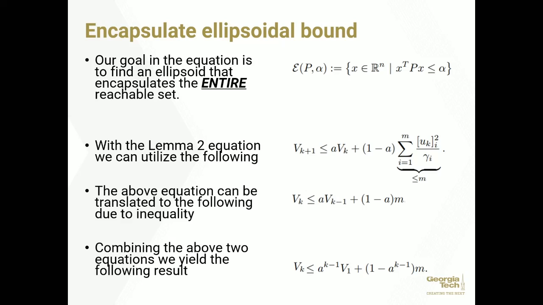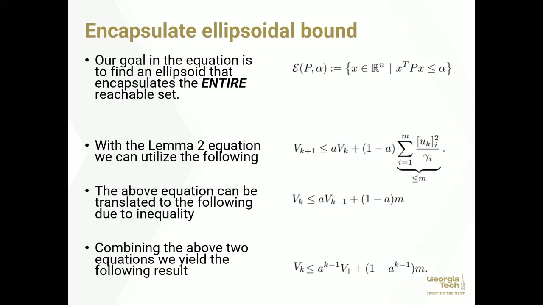The above equation, or the lemma 2 equation, can be translated to the following due to inequalities within the equation, which is V sub k is less than or equal to alpha V sub k minus 1 plus the quantity of 1 minus alpha, and quantity times m. Combining both lemma 2 and the translated equation, we get the following result: V sub k is less than or equal to alpha to the k minus 1 times V sub 1 plus the quantity of 1 minus alpha to the k minus 1, and quantity times m.